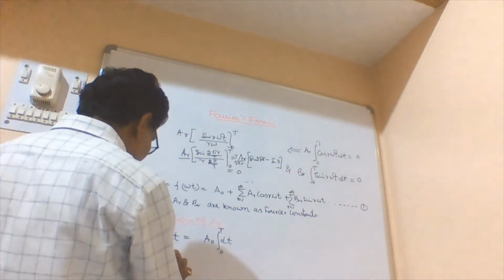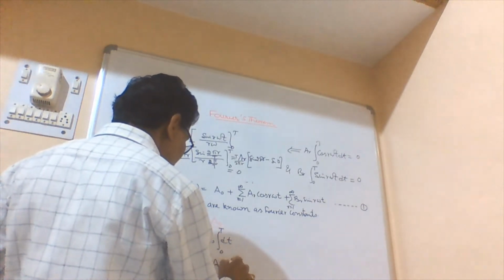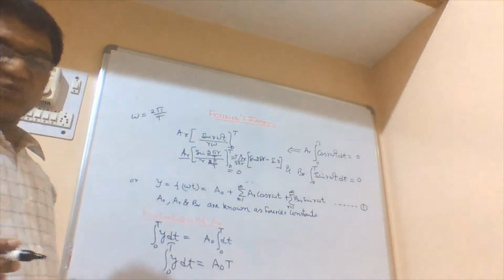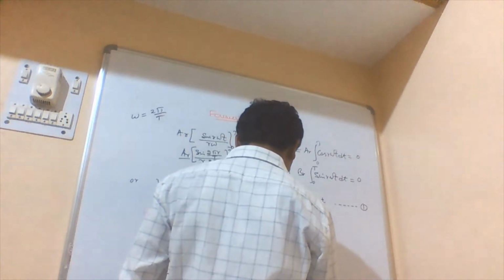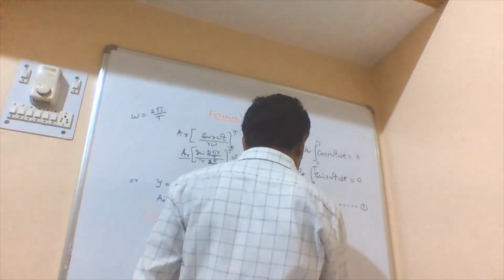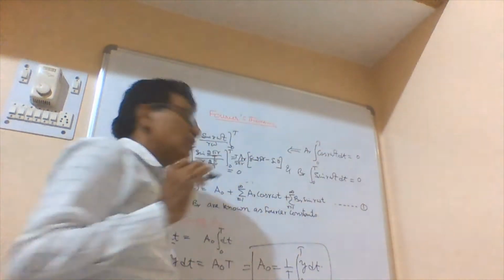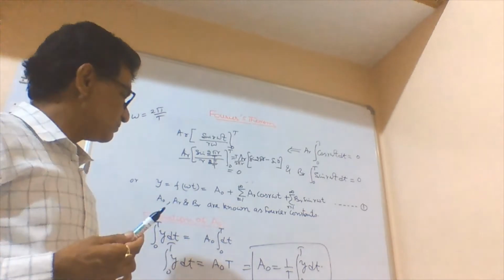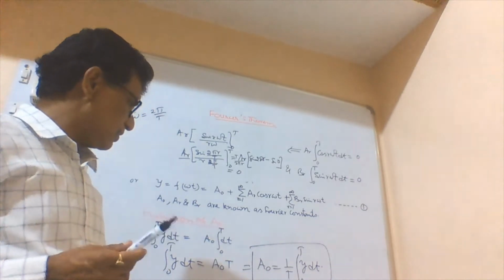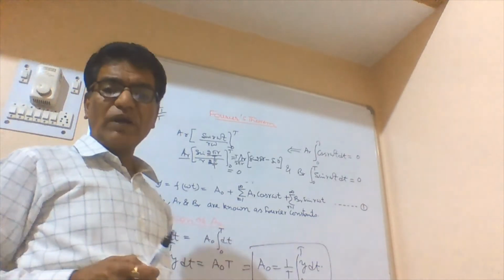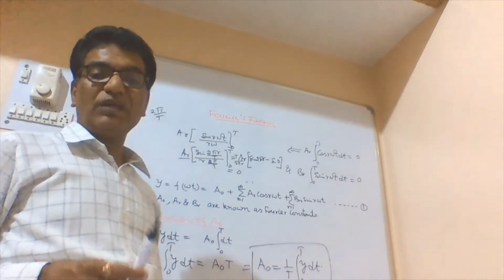So integral 0 to T y dt is equal to a naught into T. Integral 0 to T dt comes out as T. So with this we will get a naught is equal to 1 by T integral 0 to T y dt. This is the value of the Fourier constant a naught. Physical significance of this value is that this shows the average value of the given function, that is 1 by T integral 0 to T y dt. So this value can be used as the average of the given function.